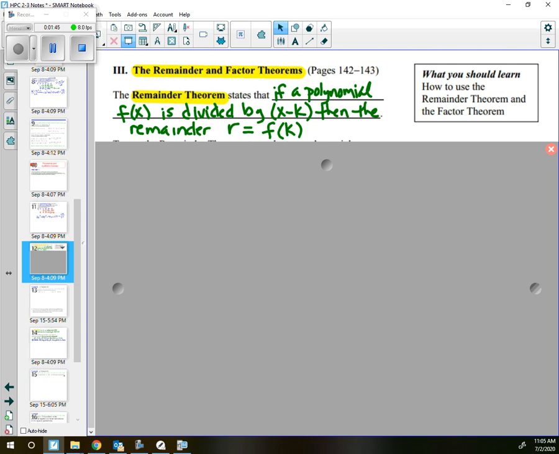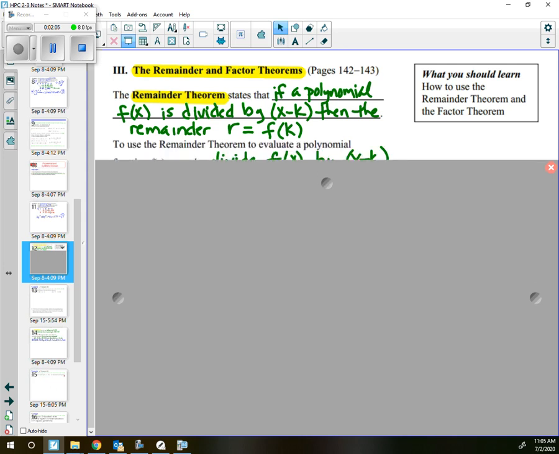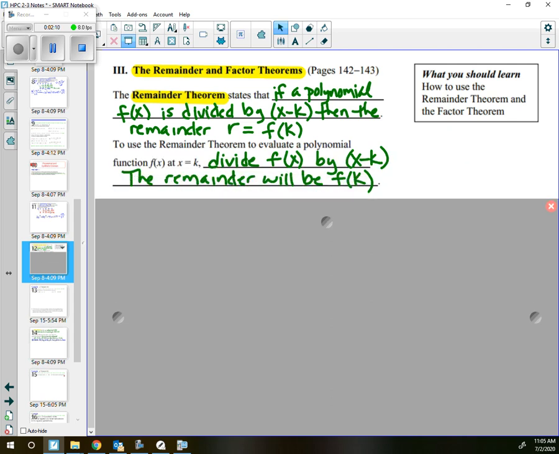What does f of k mean? It means the value of the function f evaluated at k. So plugging the number k into the equation and getting your answer should be the same as whatever remainder you get when you divide by the binomial x minus k. That can be a real time saver for us because we know we have a couple different ways to check the remainder. So how do we use the remainder theorem to help evaluate a polynomial? Well, if you divide f of x by x minus k, either long or synthetically, the remainder will always be the exact same answer as just plugging the k value in.